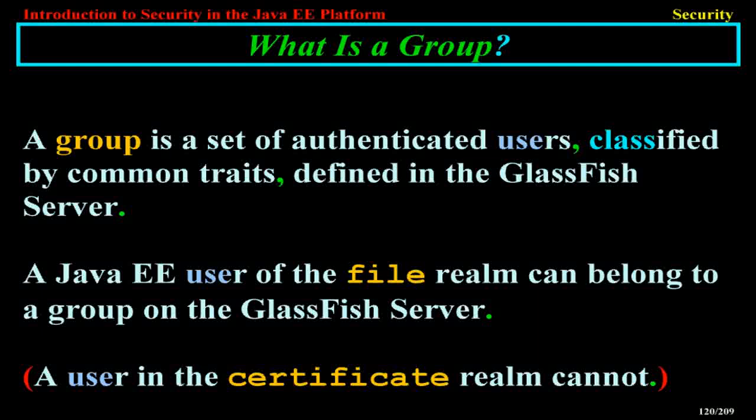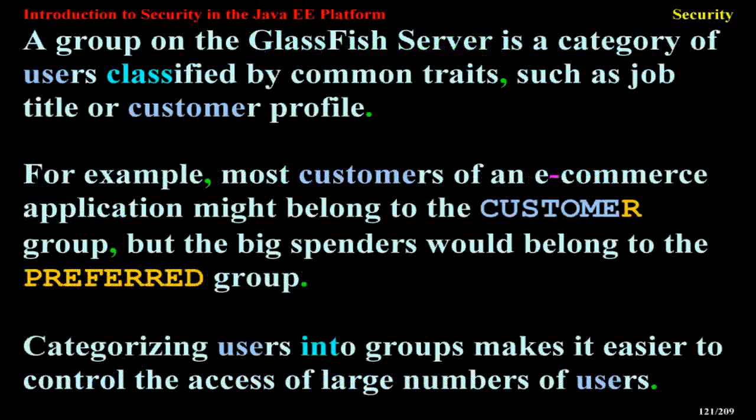What is a group? A group is a set of authenticated users, classified by common traits, defined in the GlassFish server. A Java EE user of the file realm can belong to a group on the GlassFish server. A user in the certificate realm cannot. A group on the GlassFish server is a category of users classified by common traits, such as job title or customer profile. For example, most customers of an e-commerce application might belong to the customer group, but the big spenders would belong to the preferred group. Categorizing users into groups makes it easier to control the access of large numbers of users.